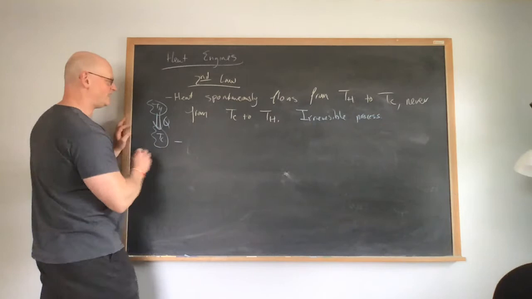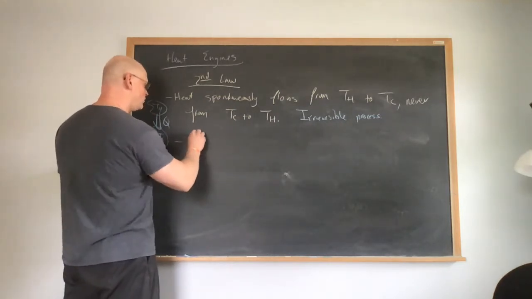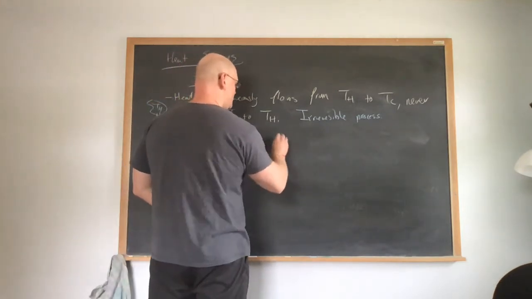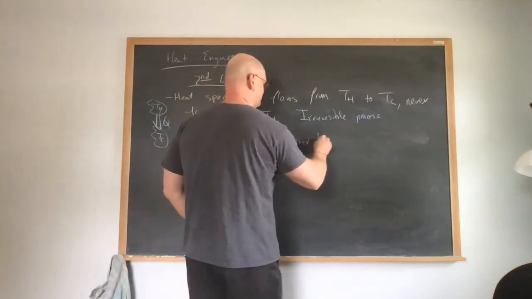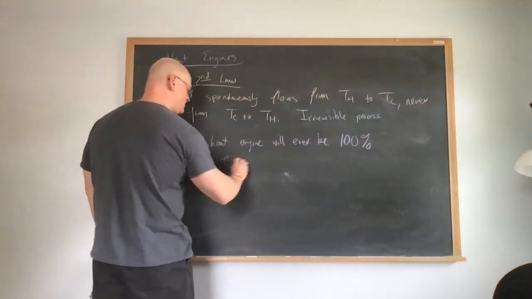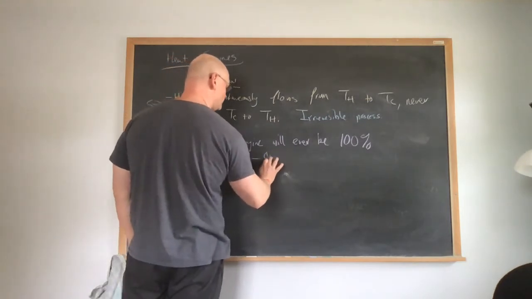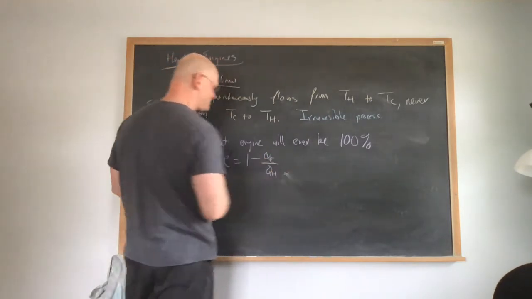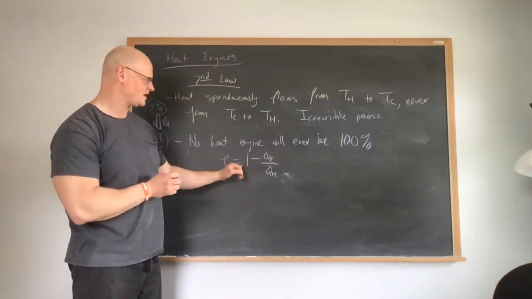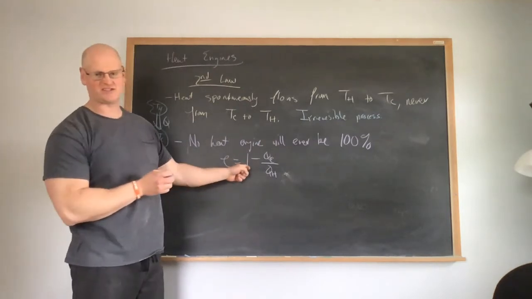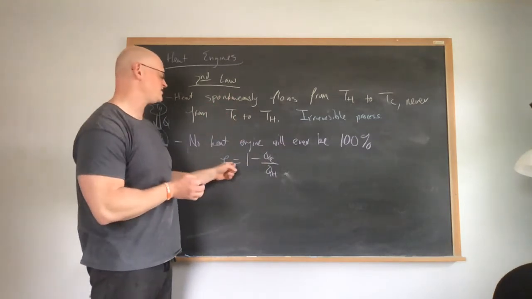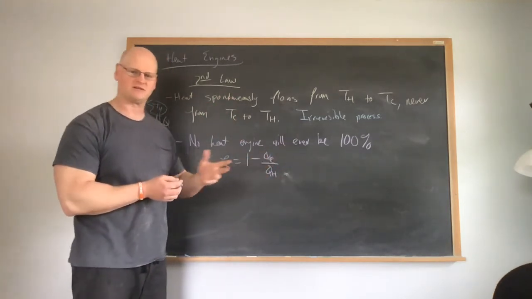Another definition of the second law is that no heat engine will ever be 100% efficient. Which means, again, if I look at the efficiency, which is going to be 1 minus Q cold divided by Q hot, this ratio will never be equal to 0. So this thing is always going to be less than 100% efficiency, because to get the percentage, I would multiply this by 100. If the efficiency was simply equal to 1, I would have a 100% efficient engine.